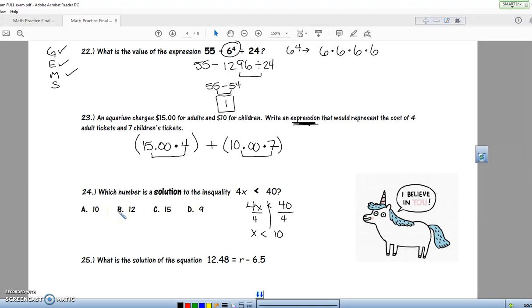No. No, no, no, no, no. Don't do that. That's what I tell my dog. Don't circle that answer because we need a solution. This says x has to be less than 10. So to do that, remember, it always needs to eat the bigger number.